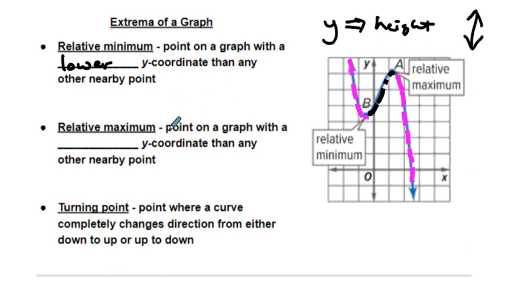All right, so our maximum is going to be, like we already talked about, point A, and you can see that that is higher than any of the points next to it. B is lower than any of the points next to it until it makes the next change. So obviously there's a point over here that's lower than B, but we're just talking about this little area. This is your relative minimum, this is your relative maximum. So we're going to write the word higher in here: a point on a graph with a higher y-coordinate or greater y-coordinate than any other nearby point.